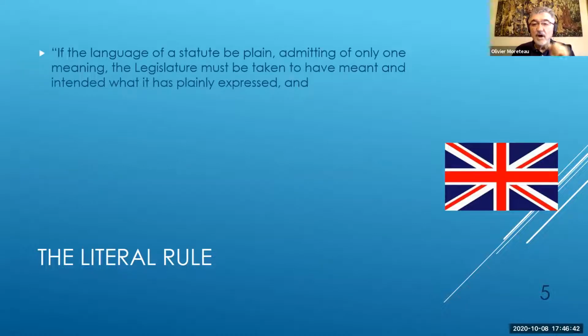I have here a quote from a judgment. The author of the quote will appear. If the language of a statute be plain, which means if you have clear language, admitting of only one meaning, the legislature must be taken to have meant and intended what it has plainly expressed. Nothing extraordinary there. We have seen that in the context of the civil law. Interpretatio cessat in claris. You don't need to interpret a clear text.